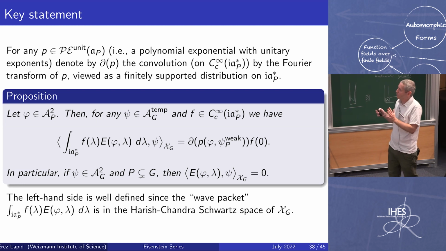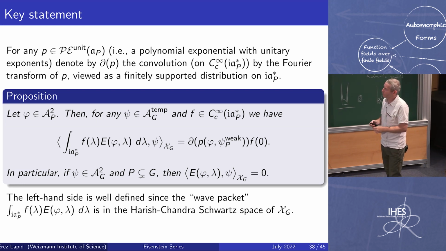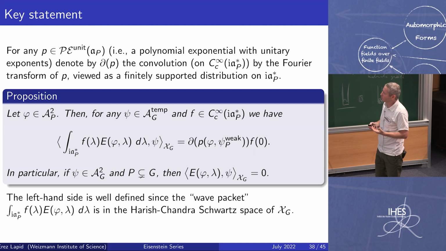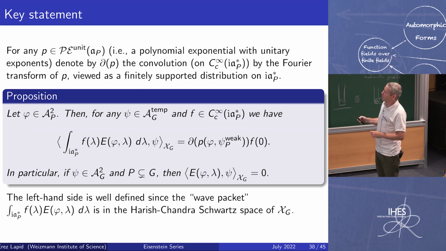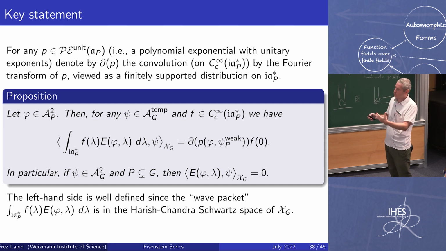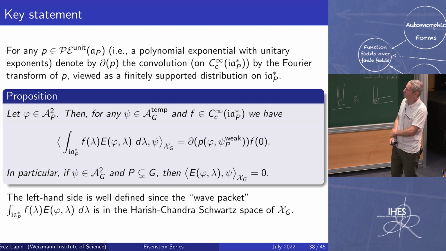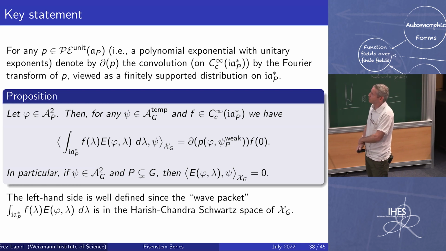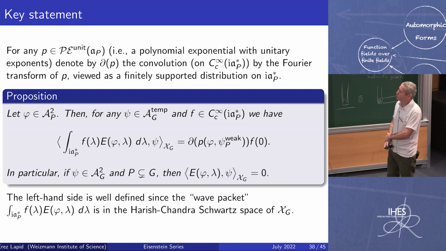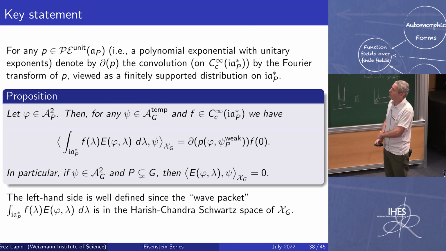So this is just basically a reinterpretation of Langlands' formula, of Langlands' spectral decomposition. The point is that you have it for any automorphic form psi, any tempered automorphic form psi. This is meaningful because this guy is in the Harish-Chandra-Schwartz space, so you can pair it against any tempered automorphic form. And why is it so that it's equivalent to Langlands' spectral decomposition?